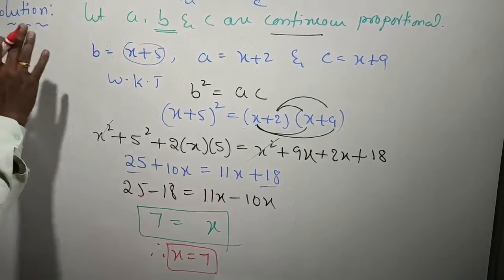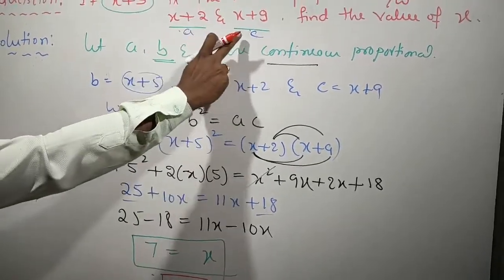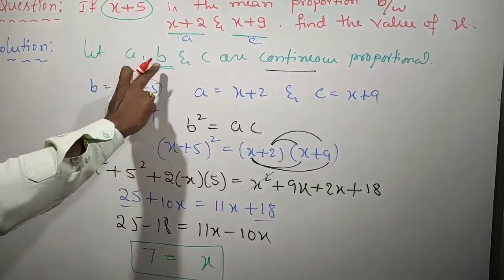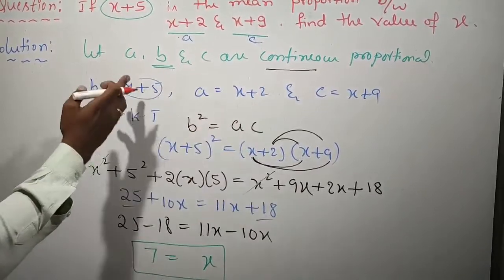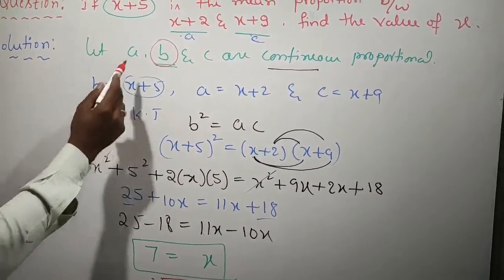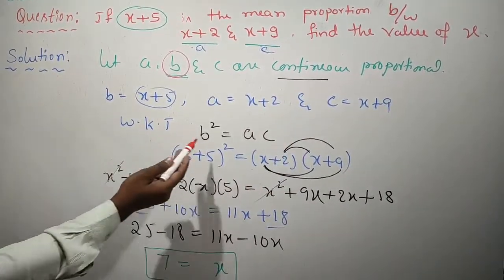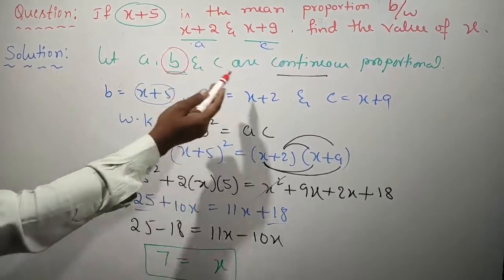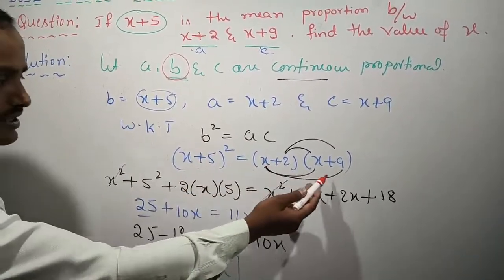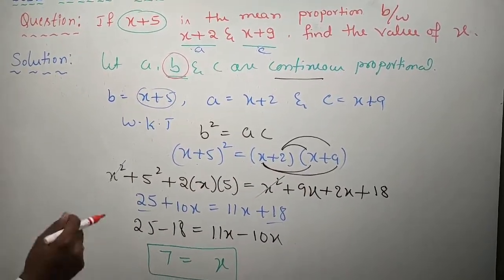What is the given question? Understand? Here they give x plus y is the mean proportion between the given two terms. Here 3 terms are there, because I consider let a, b and c be the continuous proportion. I give b as the mean term. The remaining 2 terms, a term and c term, I consider according to the condition of continuous proportion: b square is equal to ac. I used the b value, a value and c value, I simplified, and I got the x value, children. Similar problems you should practice.